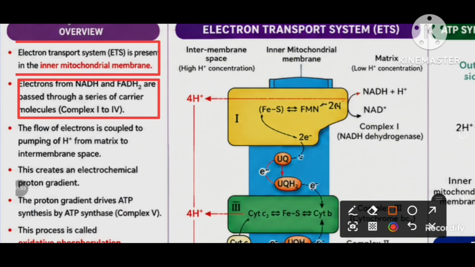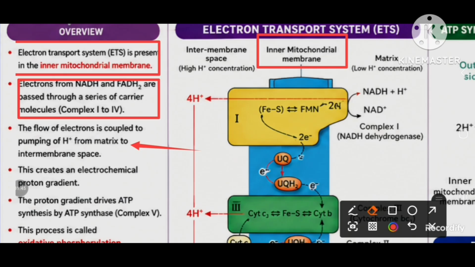They pass through a series of electron carriers, which we call complex 1, 2, 3 and 4. These complexes are arranged from complex 1 to complex 3, then complex 2, and then complex 4, in the inner membrane of the mitochondria. The energy is used by the complexes for the conduction of H plus ions from the matrix to the intermembrane space.